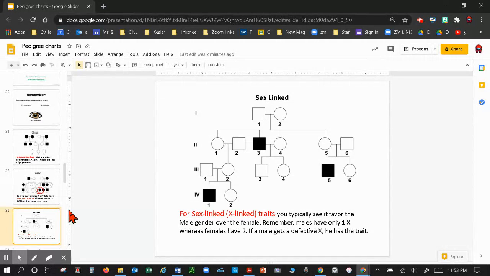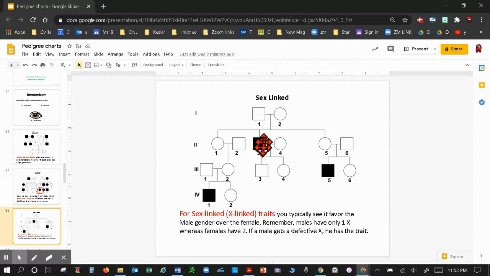Females, on the other hand, it's quite rare. They have two X chromosomes. And so for a female to actually have any of those X-linked disorders that we learned about earlier, one being colorblindness, they have to have both X alleles to actually have that, which is not that common.